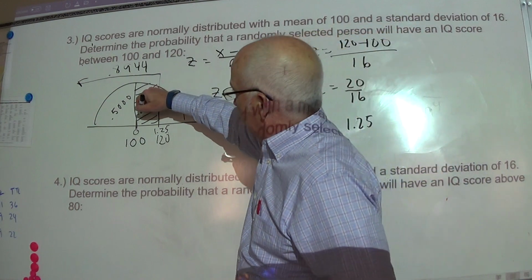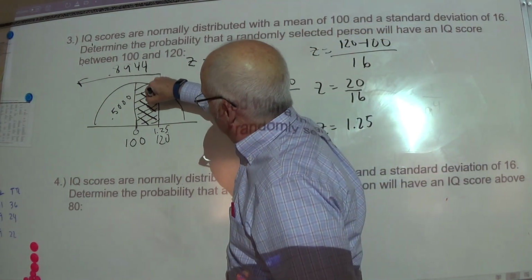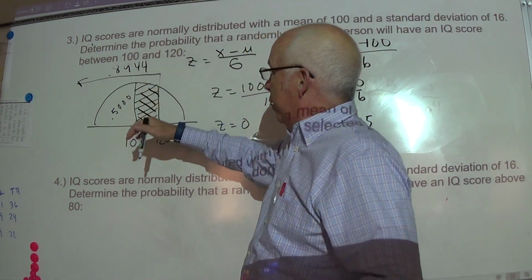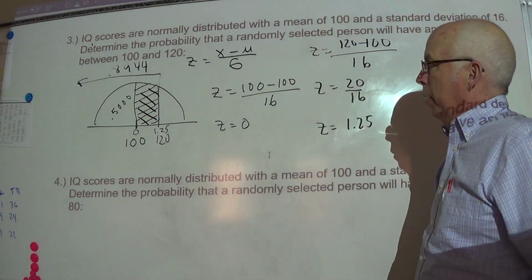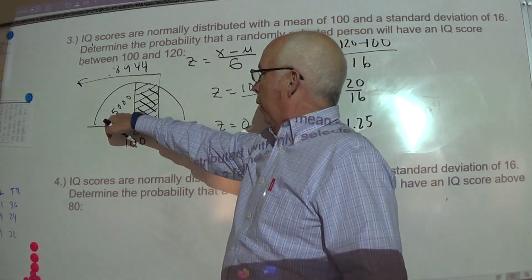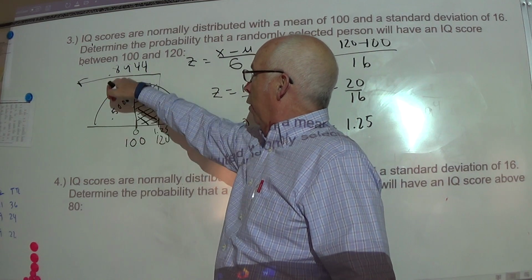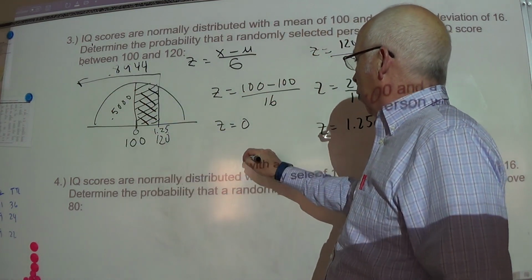Again, we're asked to determine this area, this probability. The area and the probability are one and the same. That's the nice thing about the standard normal curve. So we've got to subtract out 0.5000 from the 0.8944 for our final answer.